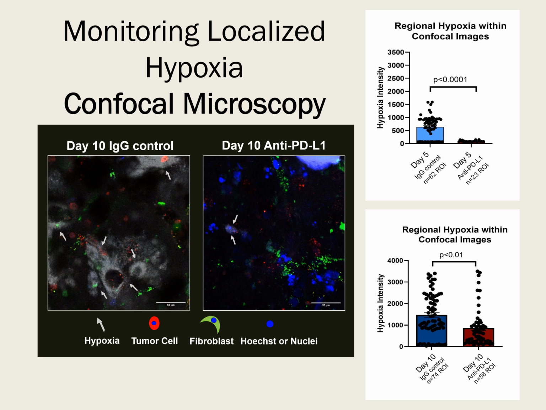So the graphs show quantitation of regional hypoxia intensity measurements within ROIs in several different cells. We see a significant decrease in regional hypoxia at both day 5 with a p-value of less than 0.0001, as well as day 10 with a p-value of less than 0.01 with anti-PD-L1 treatment when it is compared to the IgG control, and there were 7 to 8 bioreactors for each condition.